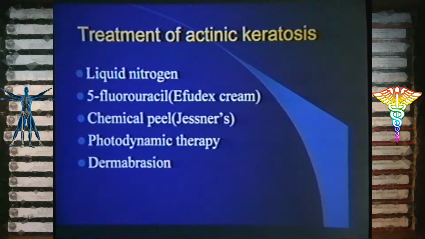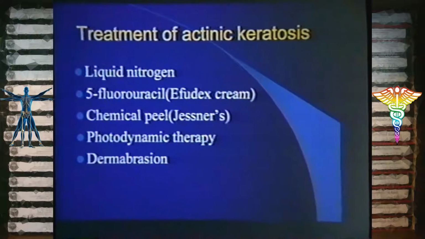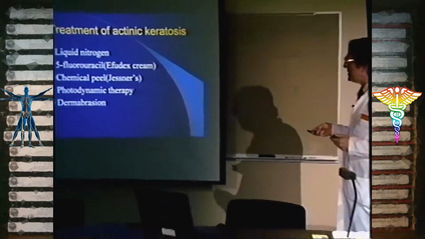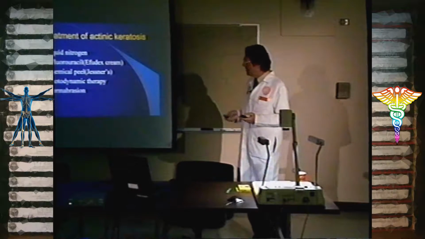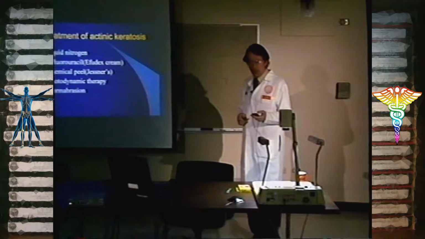Photodynamic therapy: you put on a chemical, delta-aminolevulinic acid, and you let that penetrate. You expose the skin to light, and that photoactivates the skin lesions. And you can also dermabrade the skin. So there are multiple ways to treat actinic keratosis.